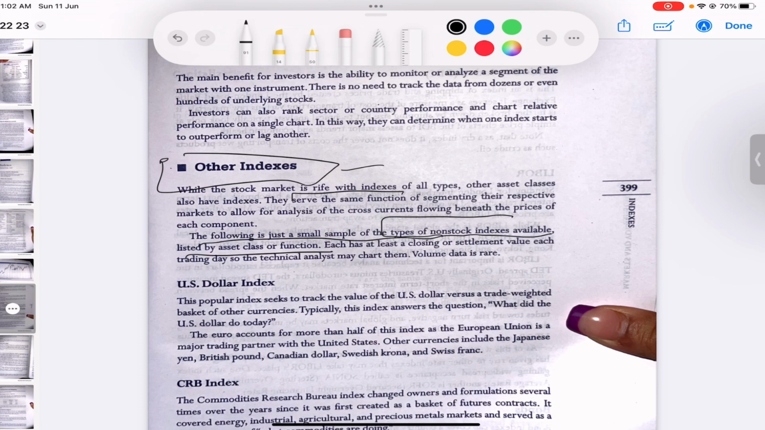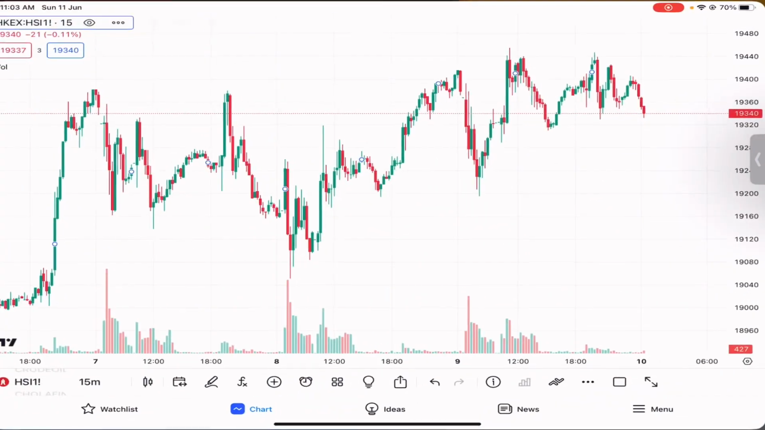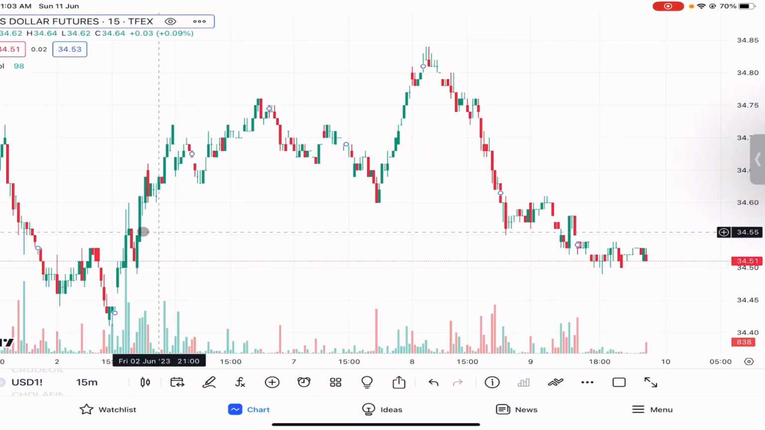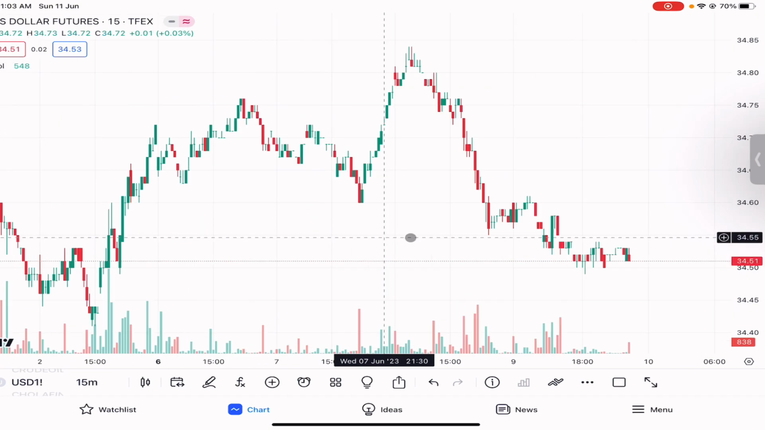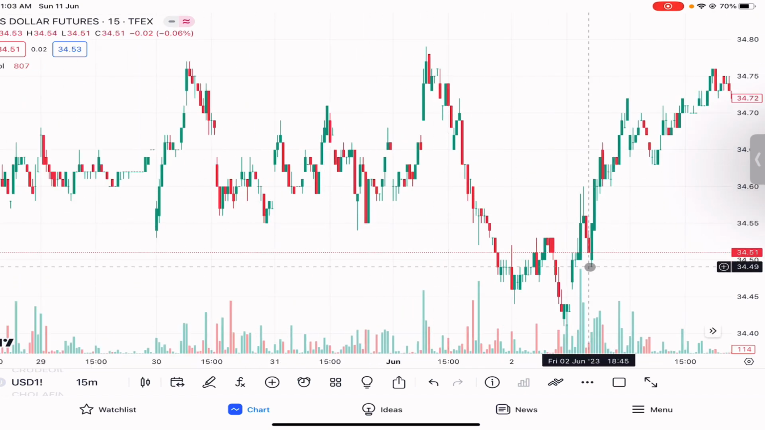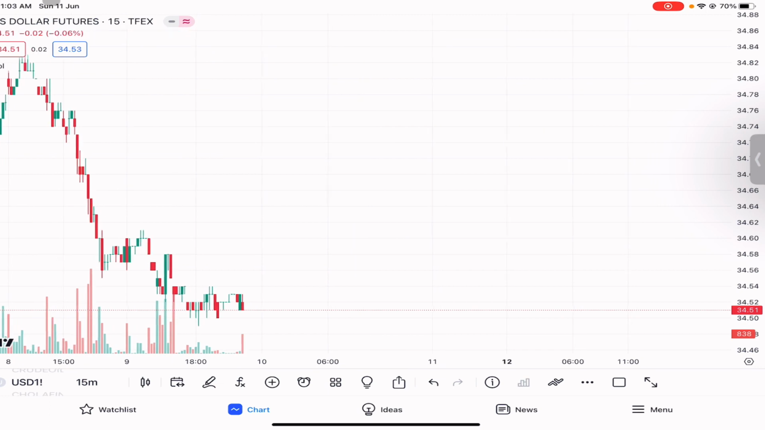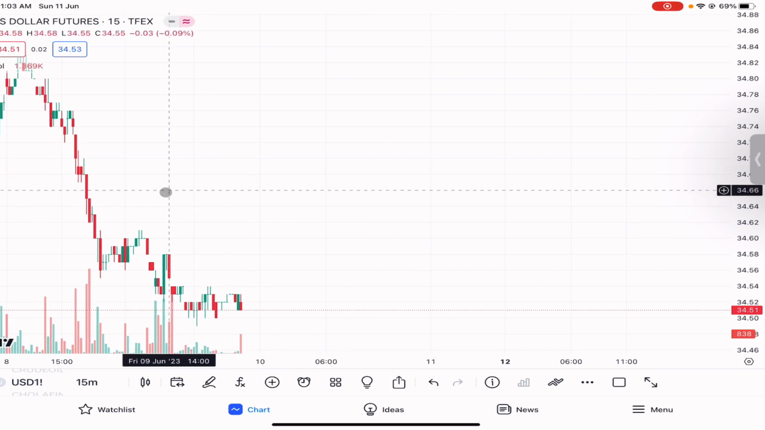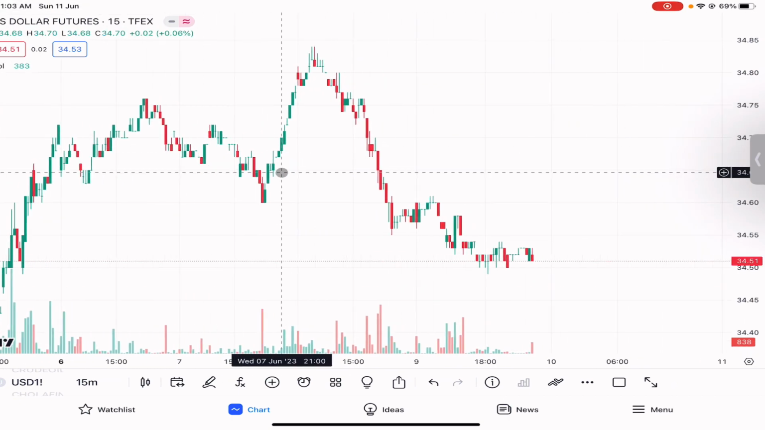For example, we have the currency pairs. The currency pairs also have an index of their own. The US dollar index is something which is there. I'll show that to you on TradingView. Look at this, this is the US dollar index. Here you are basically seeing the value of the US dollar, right? This chart is not including any stock or any equity. This is a currency. So there can be indices which are made of something other than stocks.